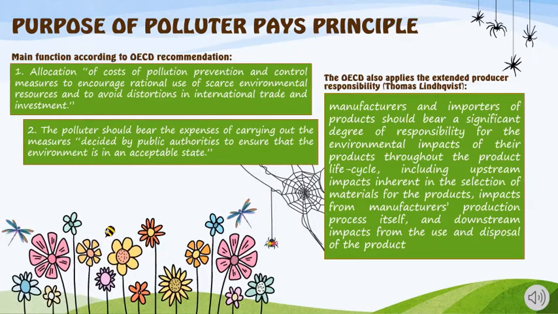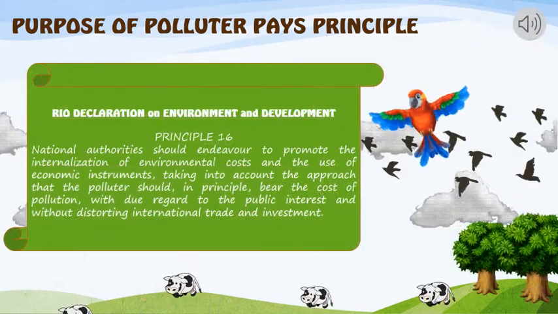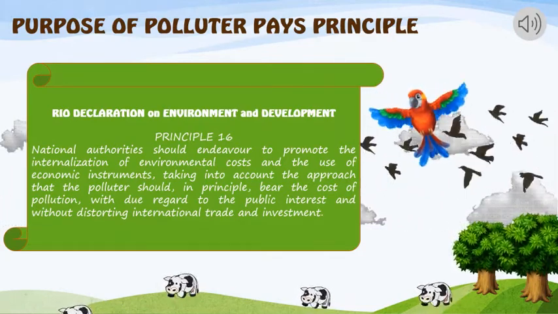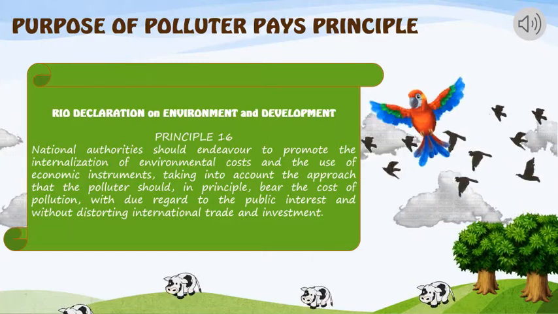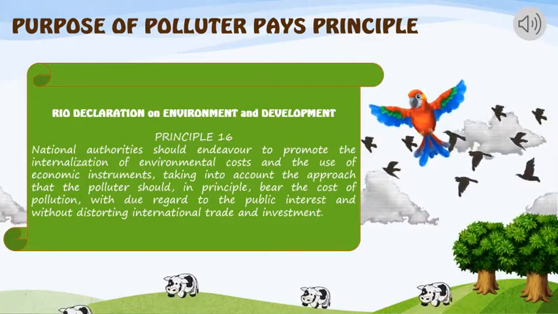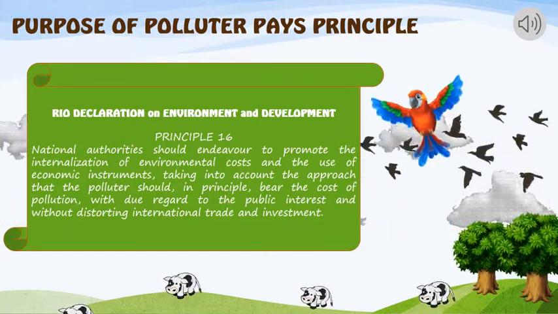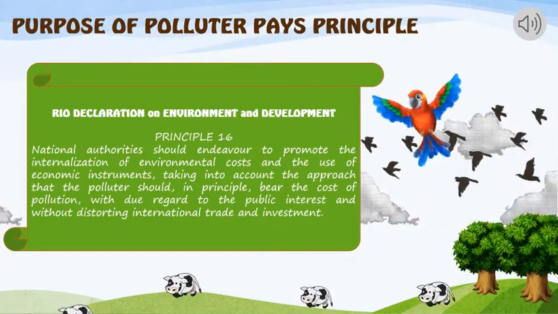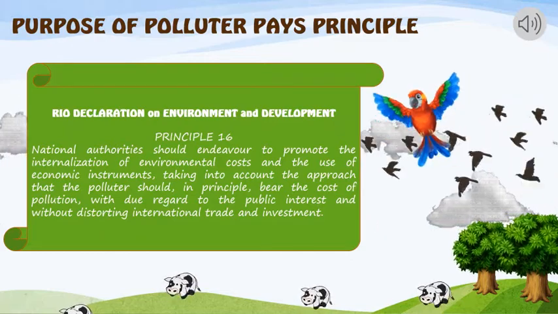of the products. Under Principle 16 of the Rio Declaration on Environment and Development, it stated that if environmental costs are not internalized, or if state subsidies are given to polluting industries, or if preventive measures are paid by the state, this could lead to distortion of international trade and investment. Thus, due application of the principle also protects economic interests.